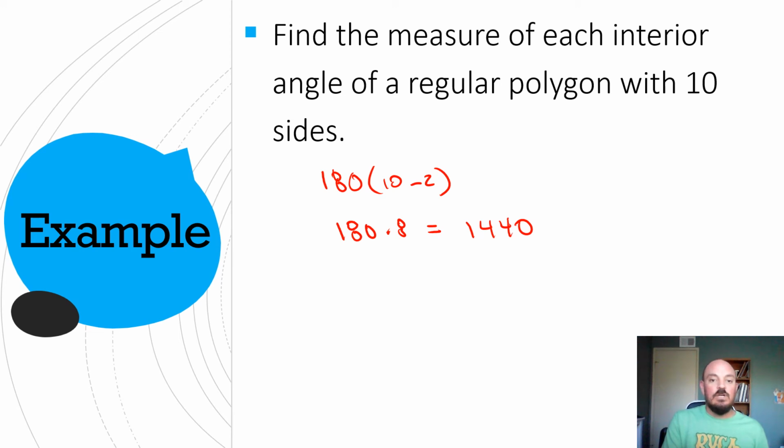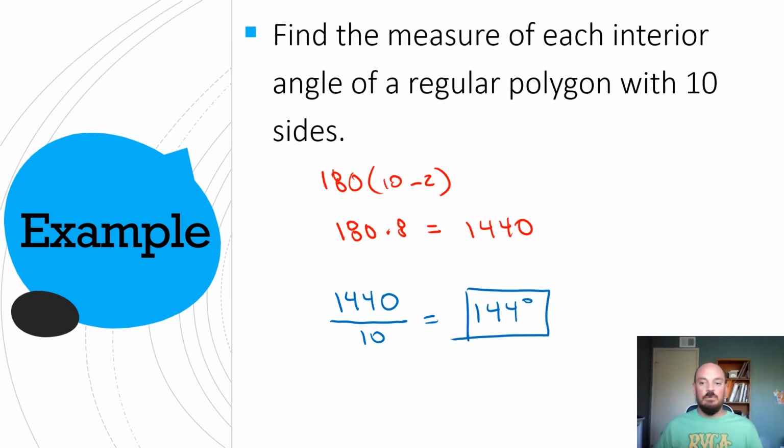So the answer to this question, I'm going to take the total, which was 1,440. I'm going to divide it by the number of angles. There are 10 angles if there are 10 sides. And each one has to be exactly 144 degrees. But we can only do that because it's a regular polygon.